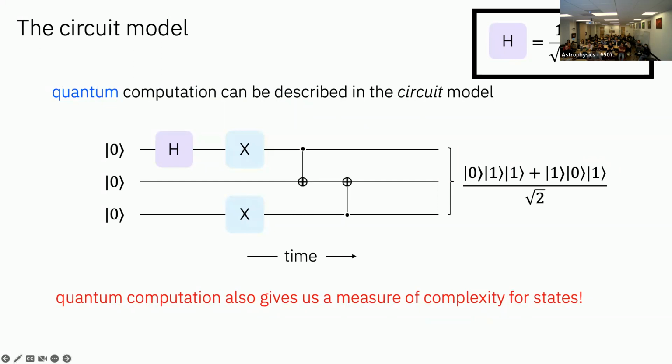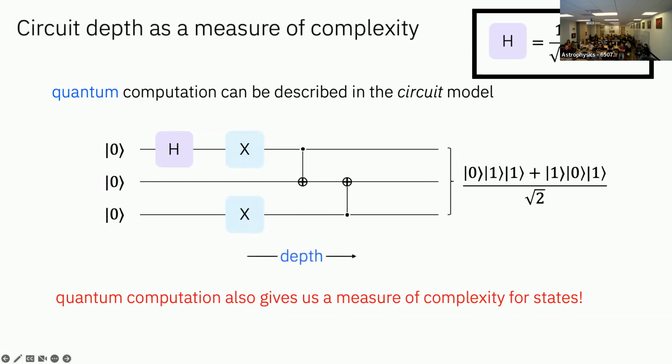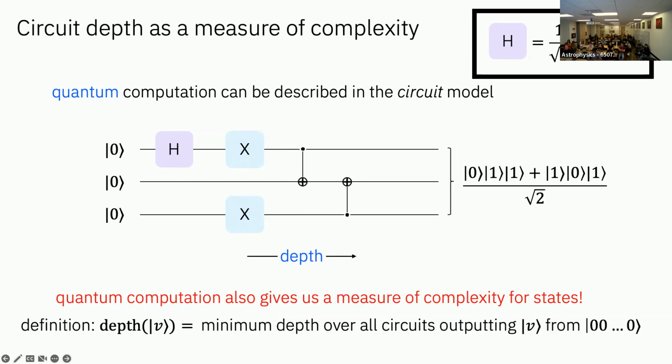And now we are seeing a connection. The longer the circuit is, the more complex the description, right? It's harder to write down, it takes more time. But this also connects to the notion of verifiability, that we always have a verifiable description, because at the end of the day, you have this recipe that's building the object. So we can formalize this: for any state, the depth of the state is the minimum depth over the circuits which output the state, starting from all zeros.